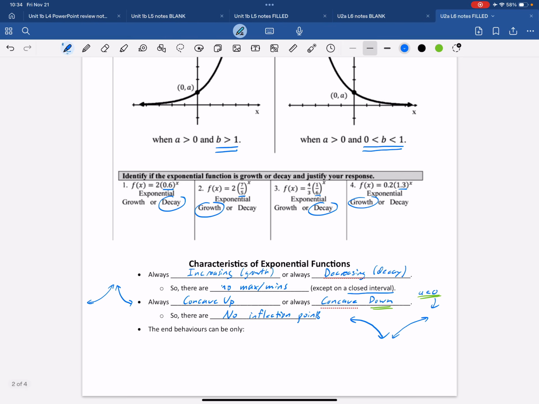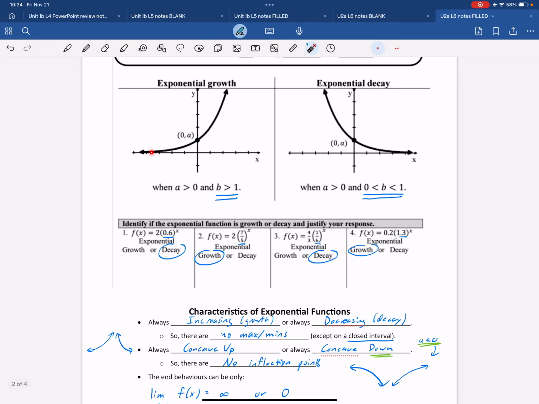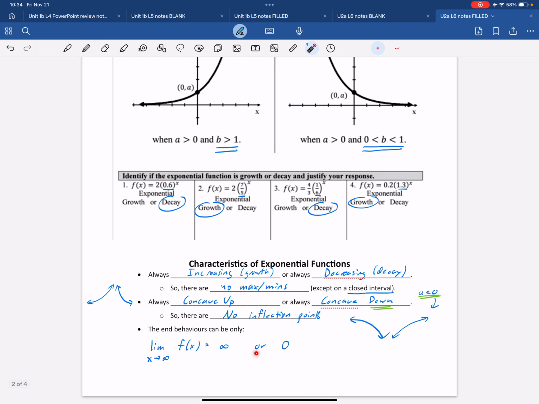So what that means also is for our end behavior, either we have the limit as x goes to infinity of the function is going to equal either infinity or it's going to equal 0. The case for infinity, x going to infinity, and the graph would be going to infinity. This would be growth. As we move to the right, the y values increase.